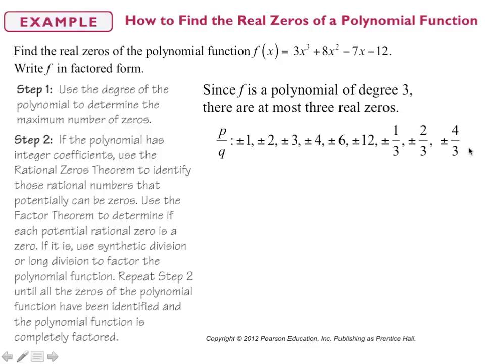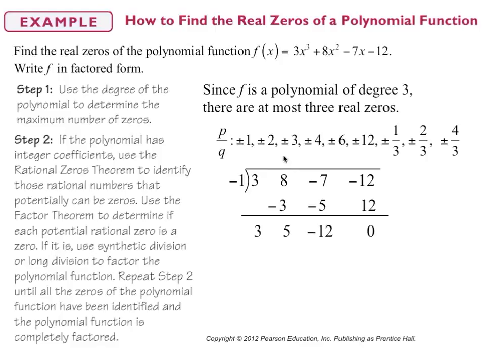Now we need to work our way through and test some of these. I would normally start at the beginning with the nicest numbers, like plus and minus 1, plus and minus 2. They've already done this for us. If you take -1 and substitute it in, you have 3 times -1 to the third power plus 8 times -1 squared minus 7 times -1 minus 12. If we do all of that, we should get 0. So we know that -1 is a factor.